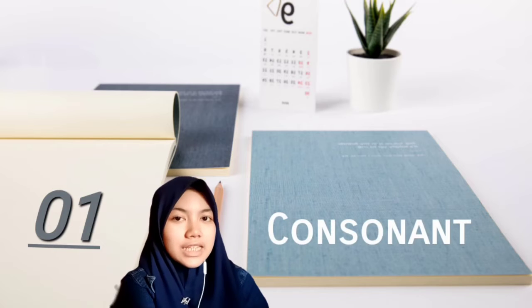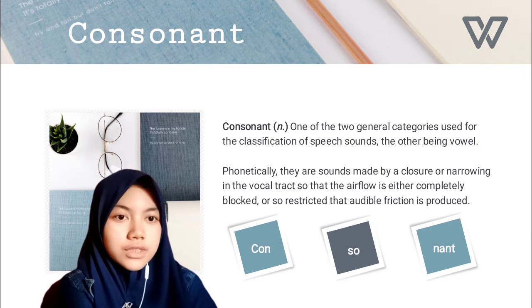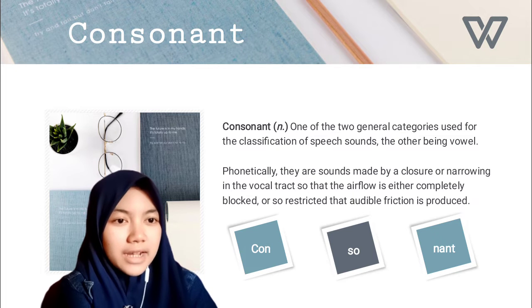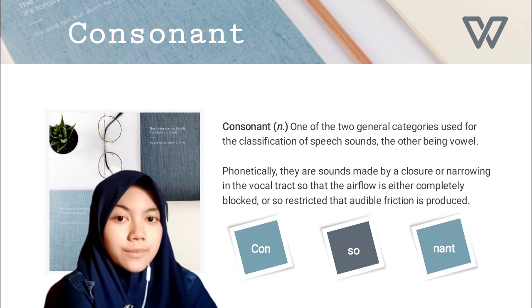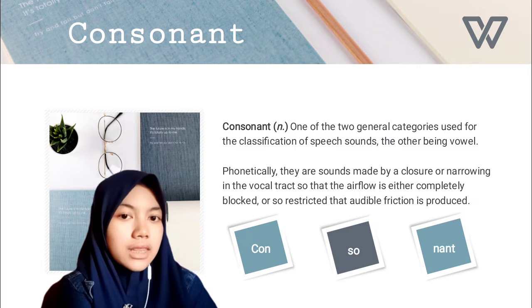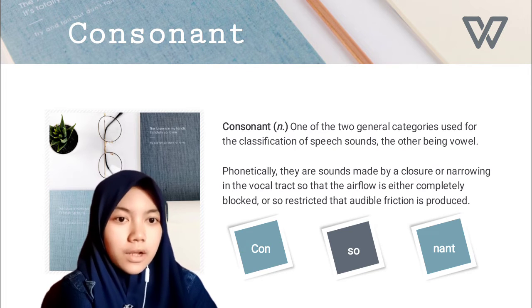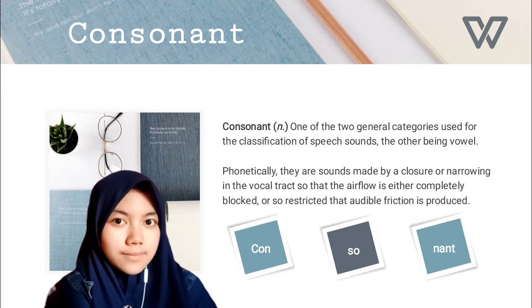The first material is consonant. Consonant is one of the two general categories used for the classification of speech sounds, the other being vowel. Consonants can be defined in terms of both phonetics and phonology. Phonetically, they are sounds made by closure or narrowing of the vocal tract so that the airflow is either completely blocked or so restricted that audible friction is produced.